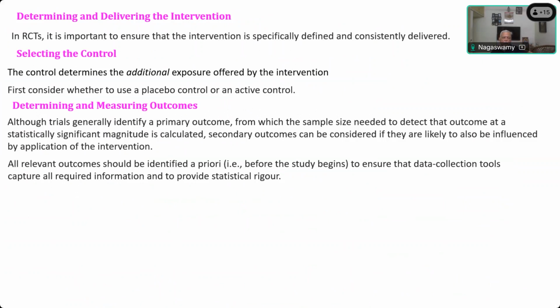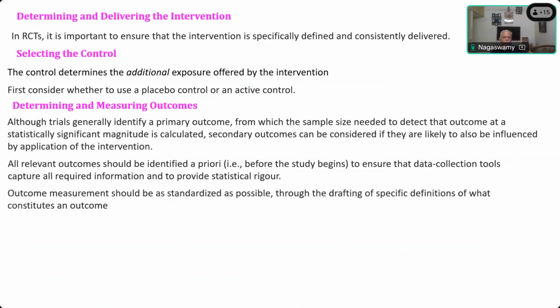For example, if you are doing a study on an antihypertensive in two groups of patients, you expect the systolic blood pressure to come down or the diastolic blood pressure to come down, depending upon the pharmacological nature of the drug. So you should have that outcome in your mind and see whether what you expect is happening. That is called measuring the outcome. Outcome measurement should be as standardized as possible, so the drafting of specific definitions can sometimes be used.